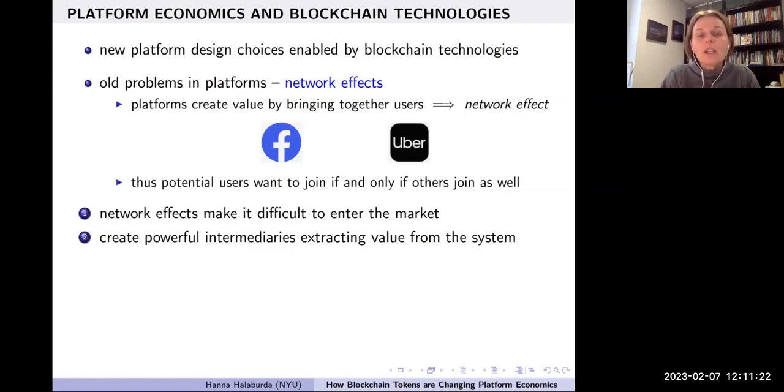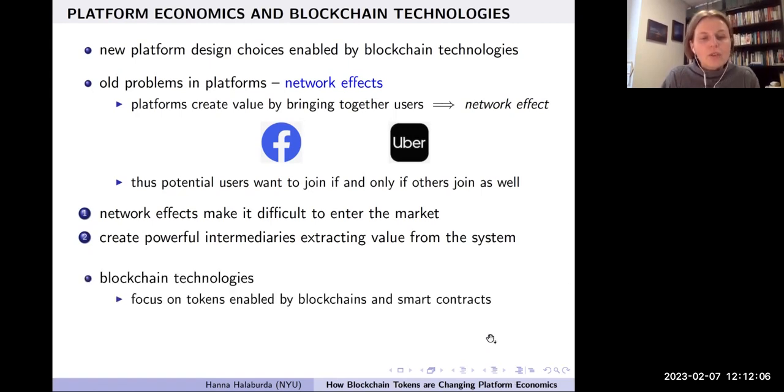And this way, network effects create powerful intermediaries that are able to extract value from the system. So the ongoing debate that we have right now in policy is about Facebook being able to extract data, other platforms being able to charge either high prices or put some difficult conditions on the users that allows them to extract value. So right now it's mostly about data, but you can also imagine high prices. So AT&T, again an example of a network and a platform, was charging really high prices for long distance calls.